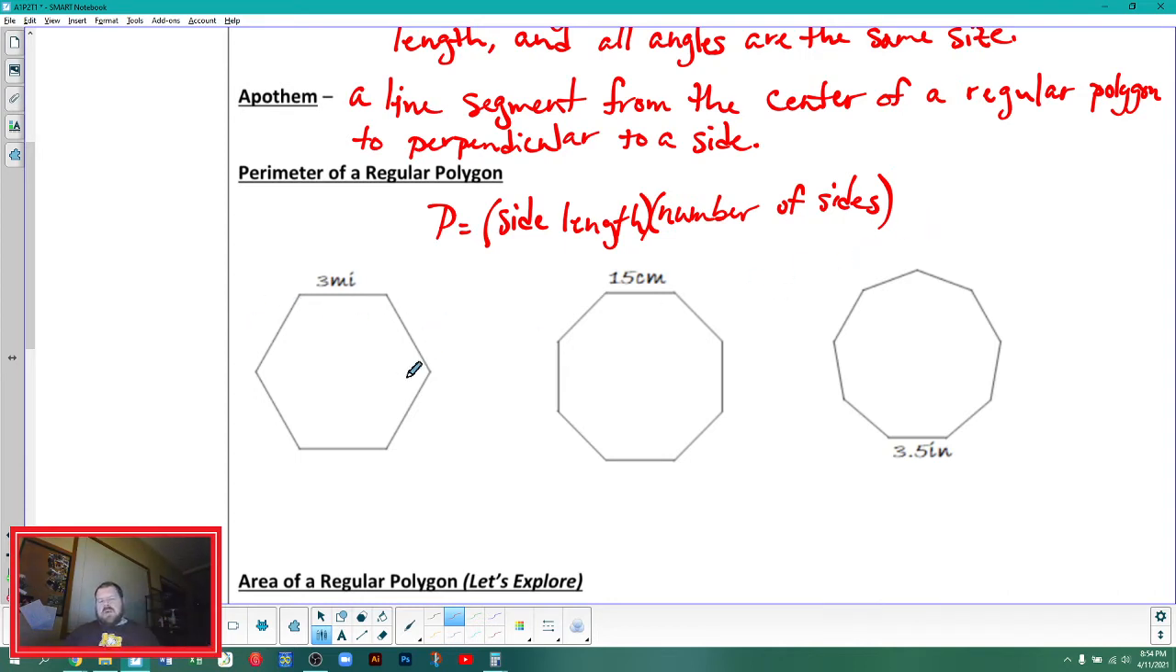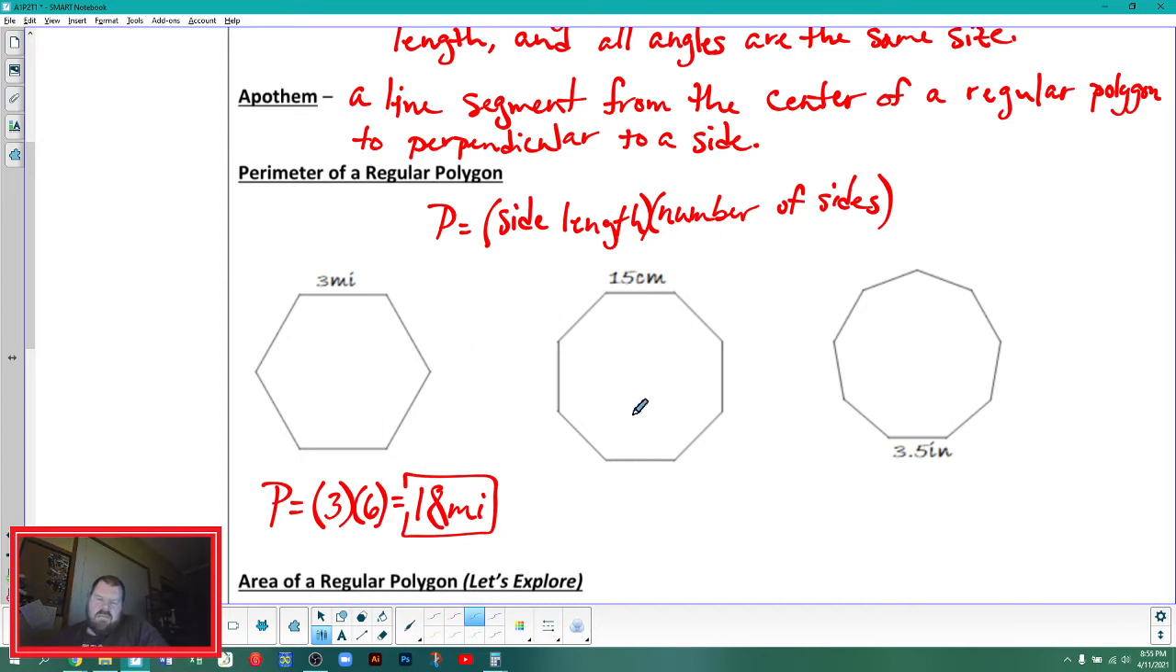So on this first one, we have a hexagon. That's six sides. They're all 3 miles in length. So for perimeter, instead of adding 3 that many times, I have to count how many sides there are anyway, so we might as well use multiplication. 3 times 6, we have 18 miles. That is my perimeter.